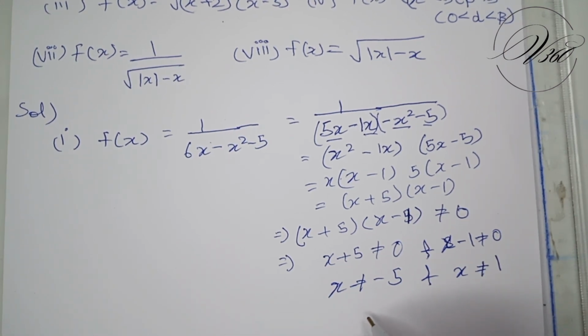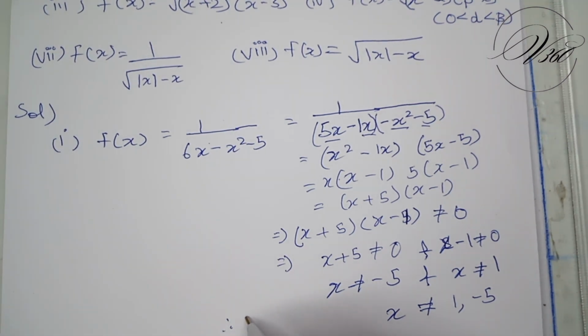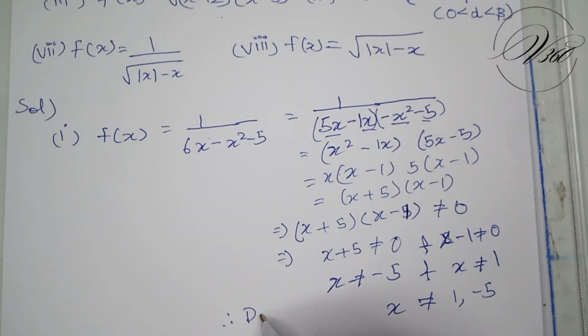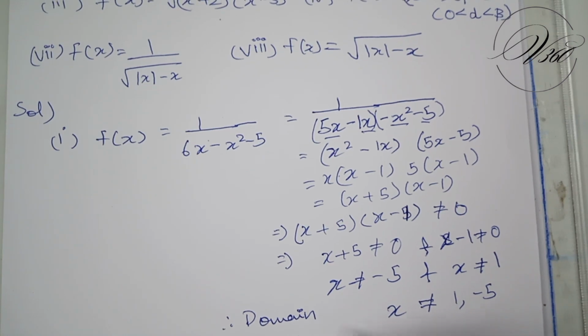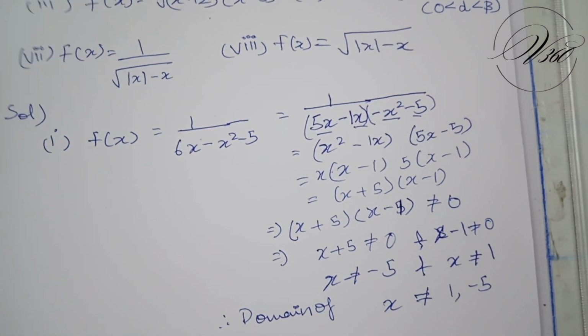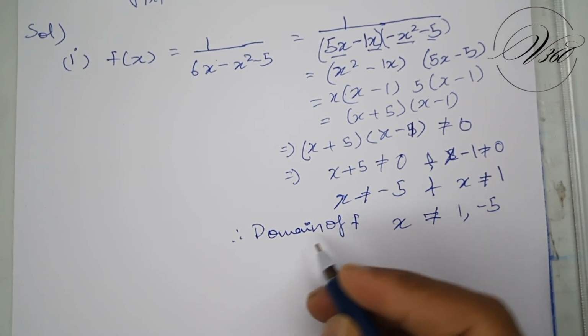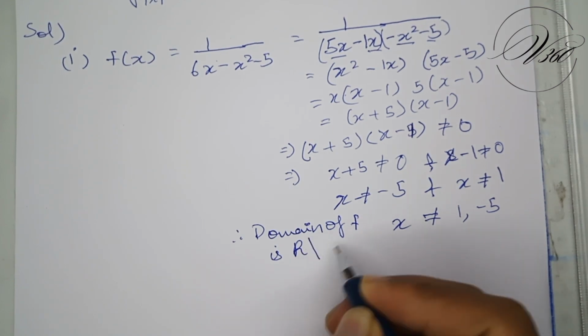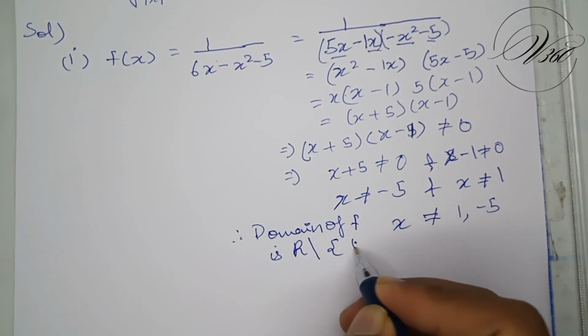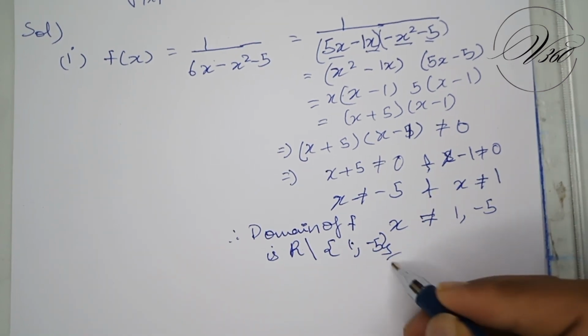So we'll get the total answer, that is x is not equals to 1 comma minus 5, and therefore domain of f is R slash, or R minus {1, minus 5}. This is the answer for the first bit.